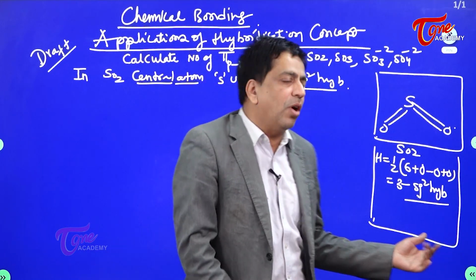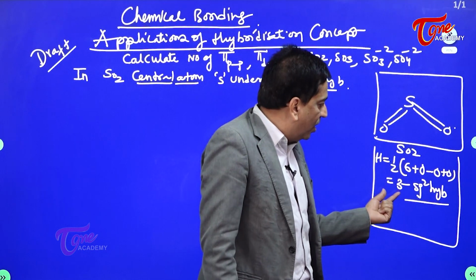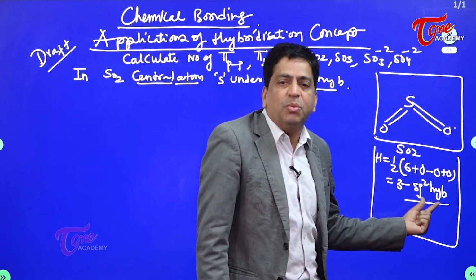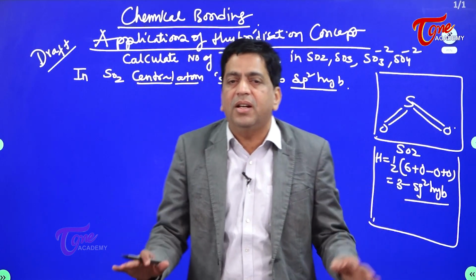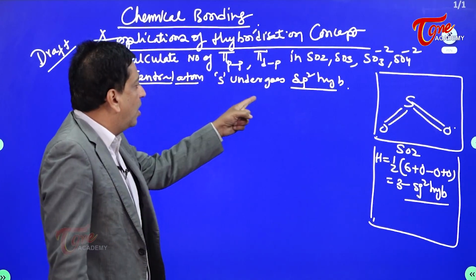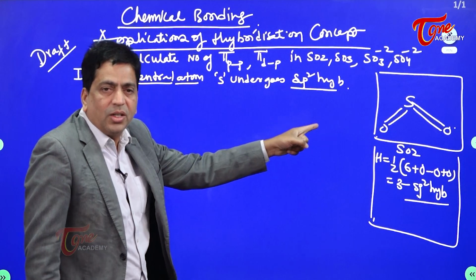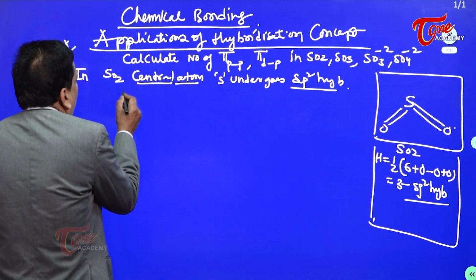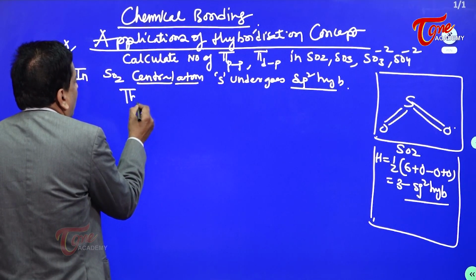Now, how did I conclude that it is sp2 hybridization? You can check it with the formula in advance itself. You can see here I got H value 3, which is sp2 hybridization. So I am very confidently writing in the draft: in sulfur dioxide, the central atom undergoes sp2 hybridization. That's what it is.